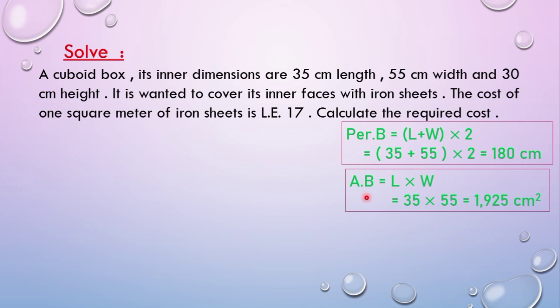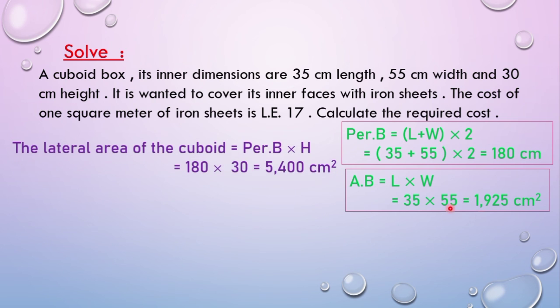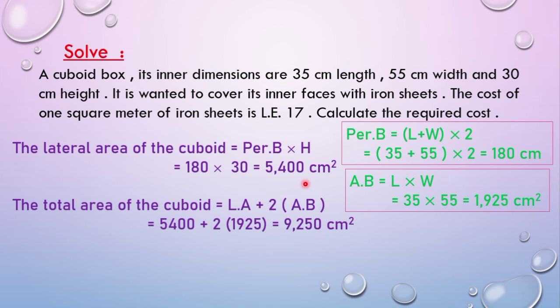What about the area of the base? It will be length times width, which is 35 times 55. It will be 1925 centimeters squared. So, to get the lateral area of the cuboid, I will make perimeter of base times height. And the base 180 times the height 30, it will be 5,400 centimeters squared. And to get the total area of the cuboid, I will make lateral area plus 2 times area of base. So 5,400 plus 2 times 1,925.